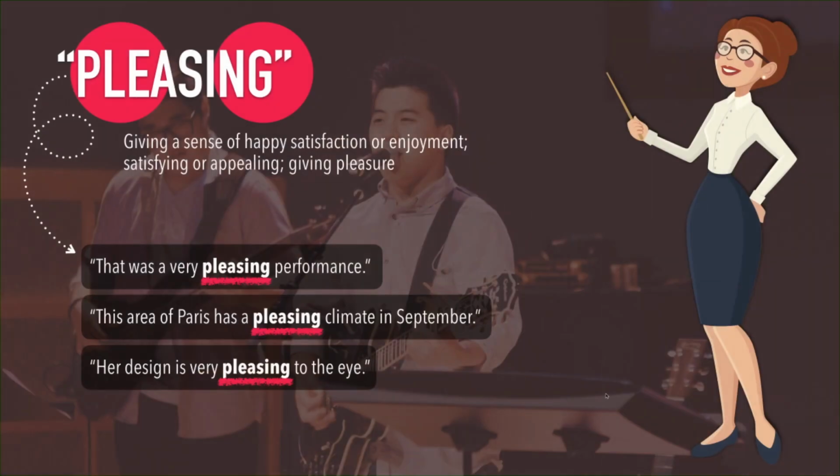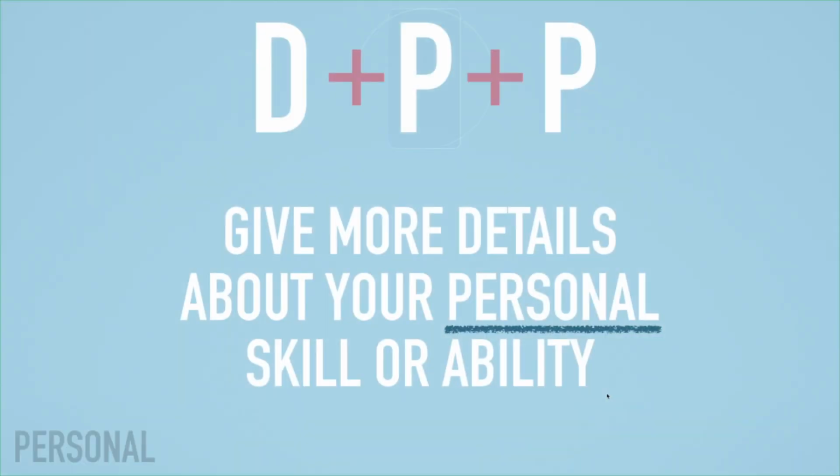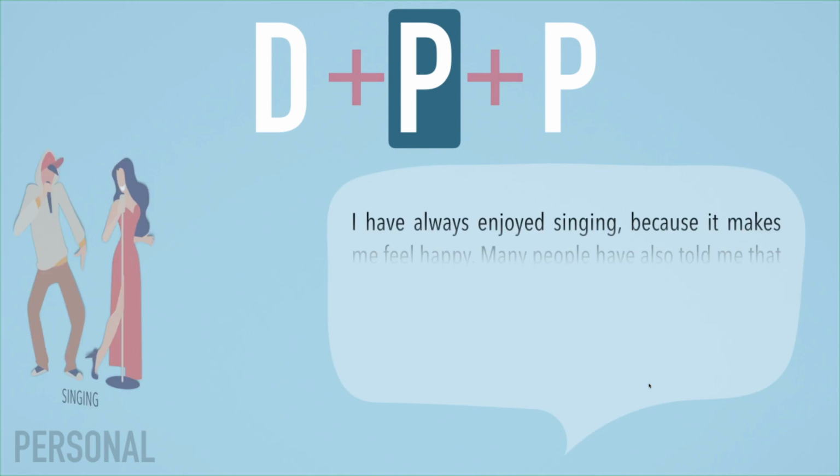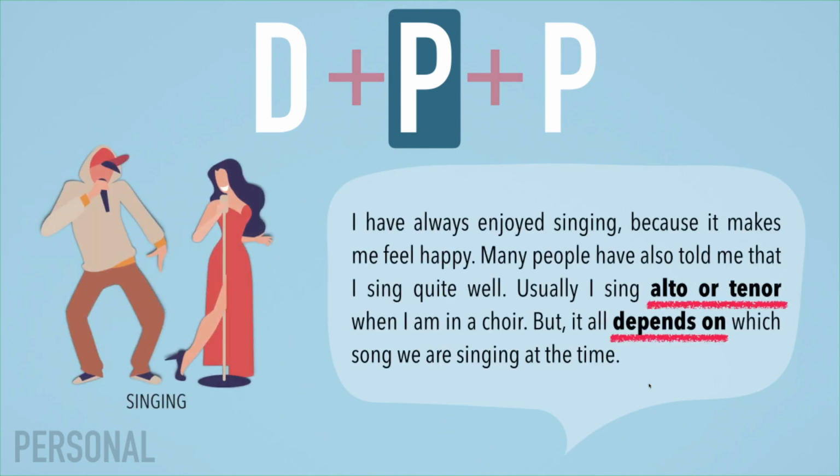So here we go. So we've looked at the expression and the vocabulary word, and now we're moving on to part two of our formula. Letter P for personal. Now we're going to give more details about our personal skill or ability. Remember, the first part we did was D, describe the basic ability, right? Now we're going to talk about our personal ability related to singing, okay? So let's see, this is what I did. Here we go. I have always enjoyed singing because it makes me feel happy.